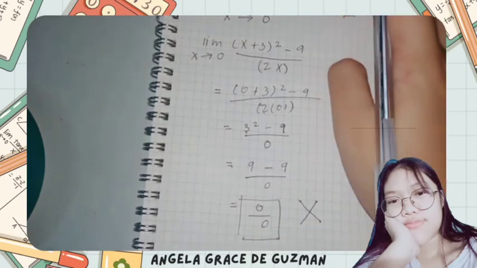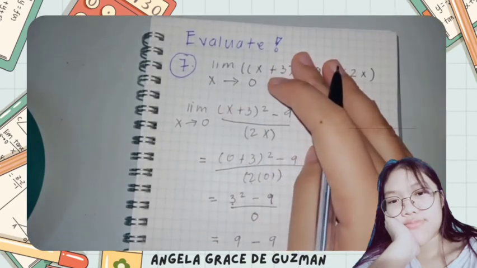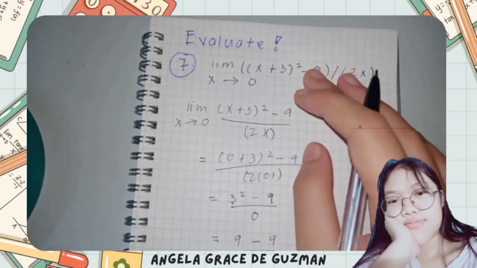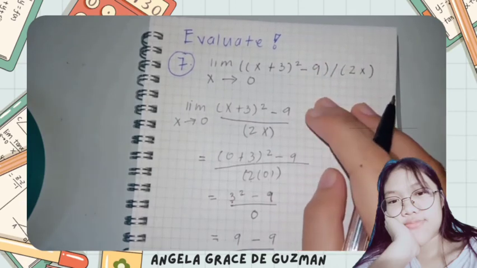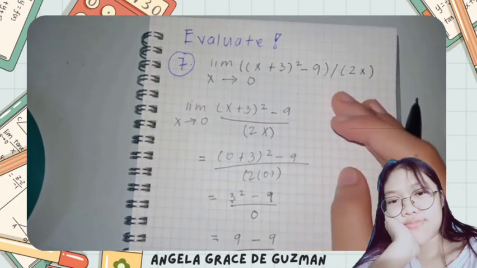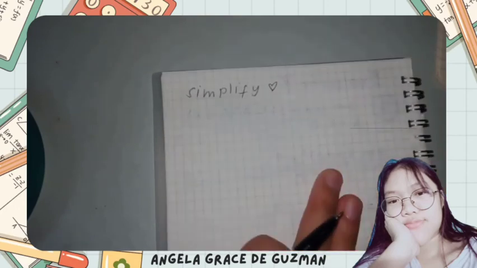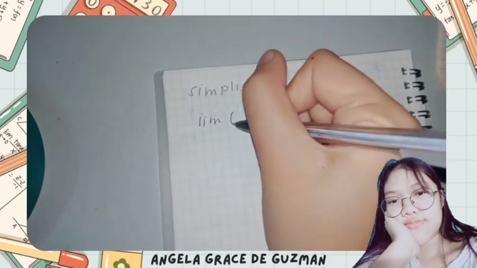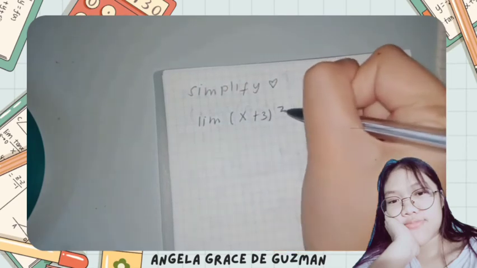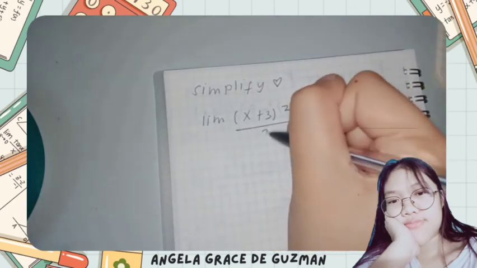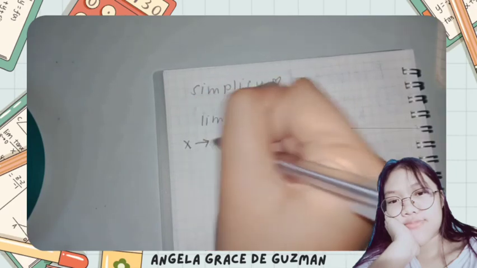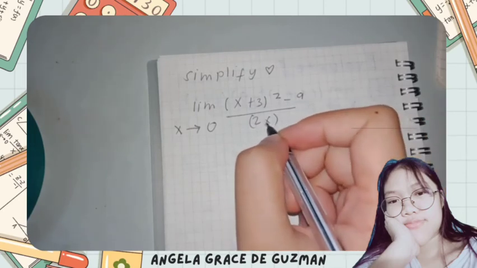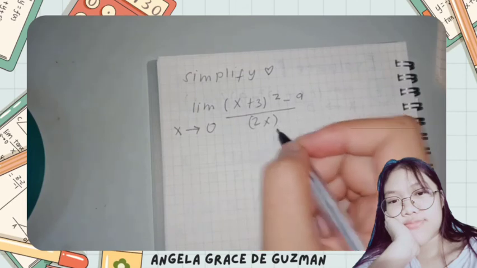So kapag 0 ang ina-approach ni x, ang gagawin natin dito is isi-simplify natin yung expression inside the limit. So paano natin yung gagawin? So now we are going to simplify limit of (x plus 3) squared minus 9 over 2x as x approaches 0. So ngayon ang gagawin natin is mag-simplify tayo ng expression inside dun sa limit. So paano natin gagawin yon?